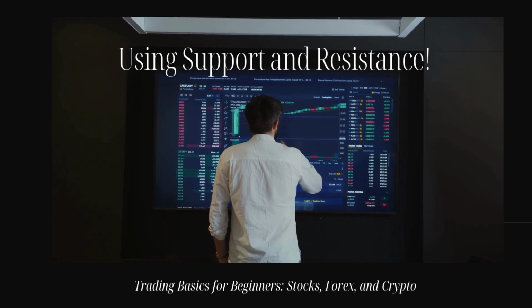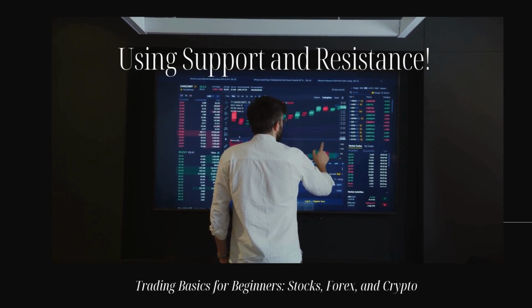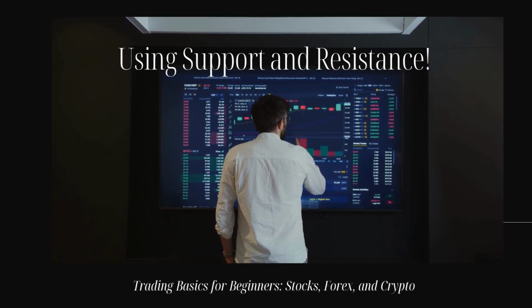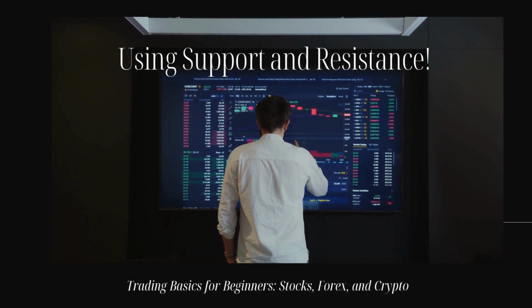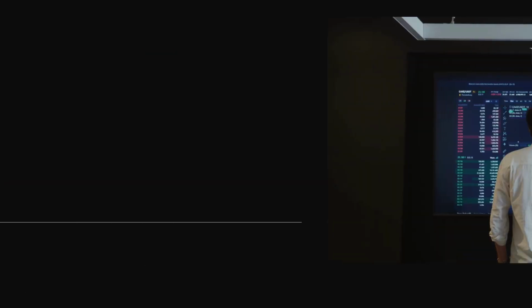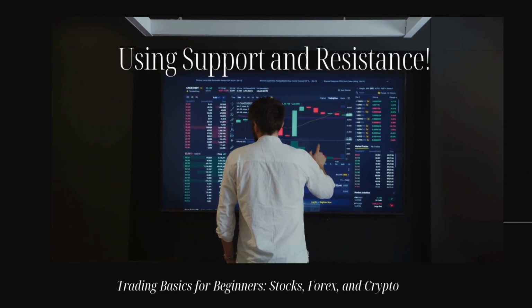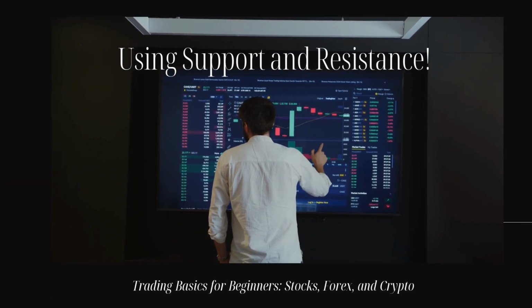Support, a price level where demand is strong enough to prevent further price drops. Resistance, a price level where selling pressure prevents prices from rising further. These levels are essential in trading because they help identify potential reversal points or continuation areas.